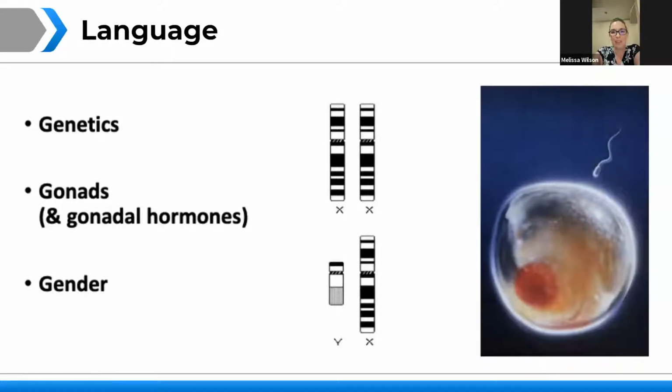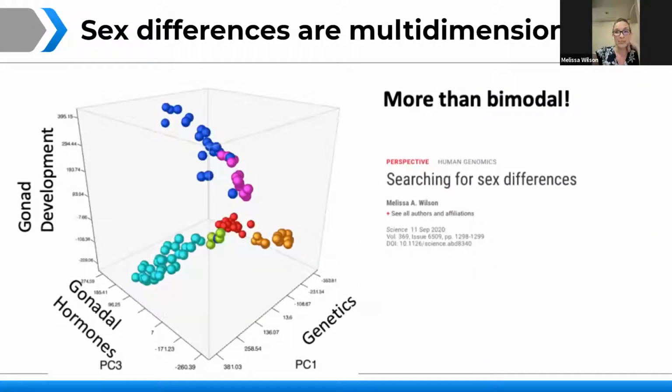So I'm mainly interested in genetic sex differences in individuals who typically have 2 X chromosomes and pass on their DNA via egg, and individuals who typically have an X and a Y and pass on DNA via sperm. But as we find out, there's a ton of variation in genetics, in gonads, in gender. Next, please. And in particular, these sex differences are multidimensional.